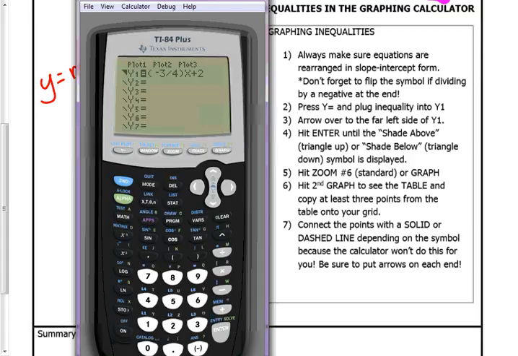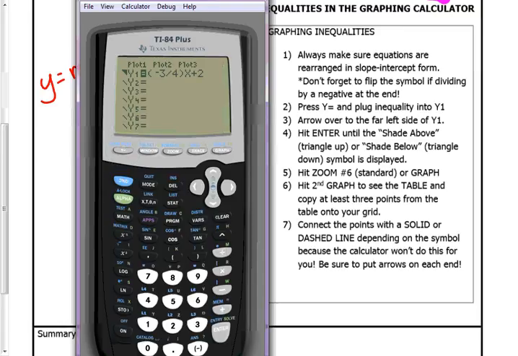The triangle up, that's going to shade if it's greater than. Okay, so if it's greater than, it's going to shade this line above. So I'm going to hit graph so I can show you what this looks like. So it'll show you exactly where to shade. Okay, I'm going to go back and I'm going to change the triangle.